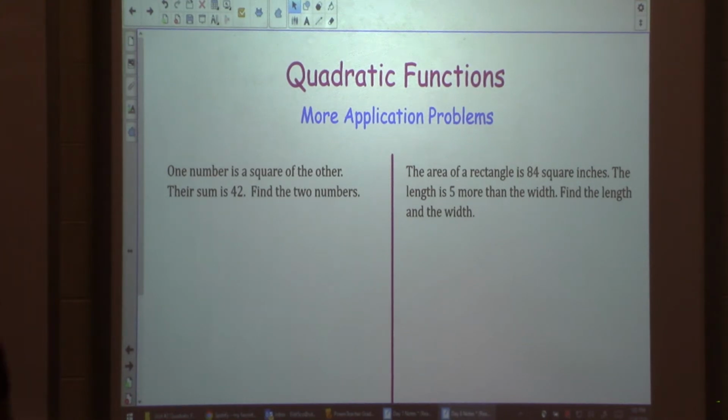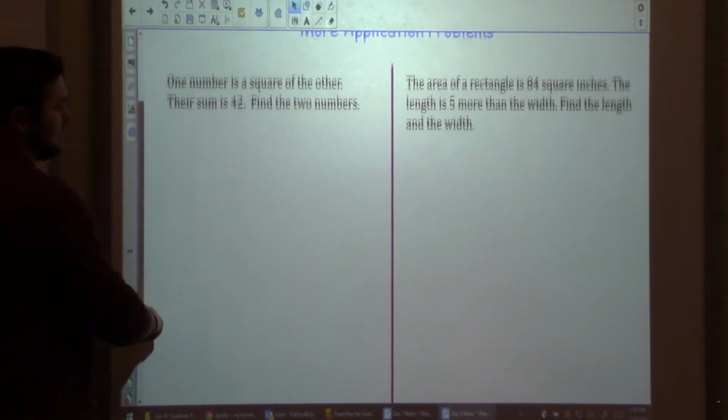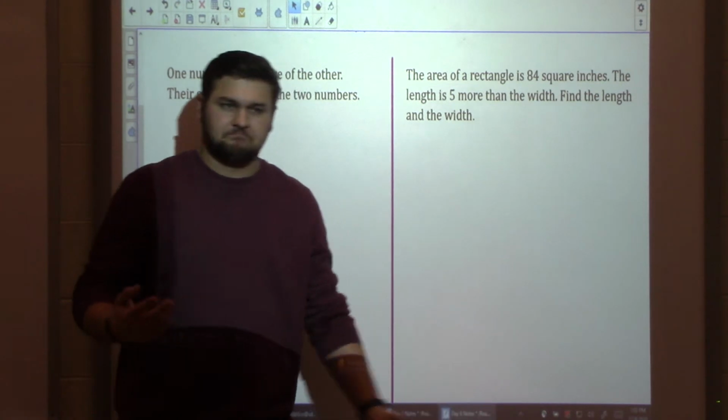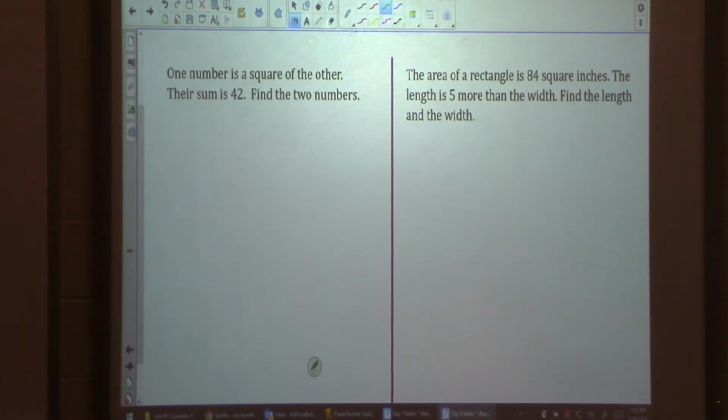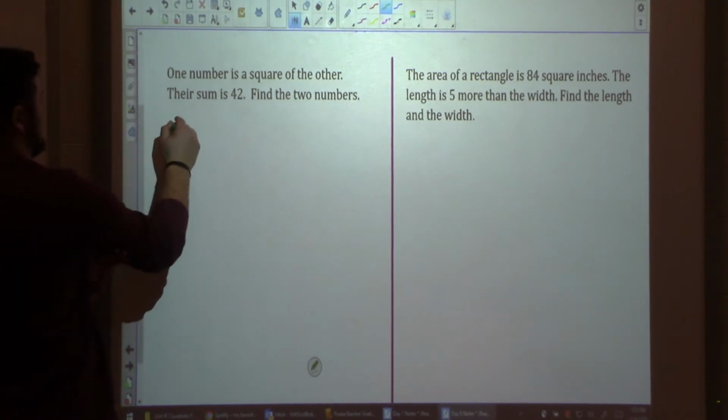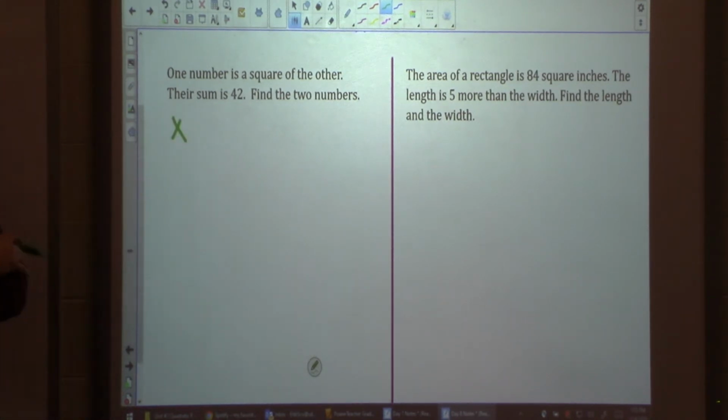One number is a square of the other. Their sum is 42. Find the two numbers. So we're looking at two numbers here, right? One of them is a square of the other. Well, if we don't know either of them, let's let our first one be x. Okay? So I'm just going to let one of my numbers be x. That's what we do in math, right? We let it be a variable. Okay? Well, the other number is a square of x.